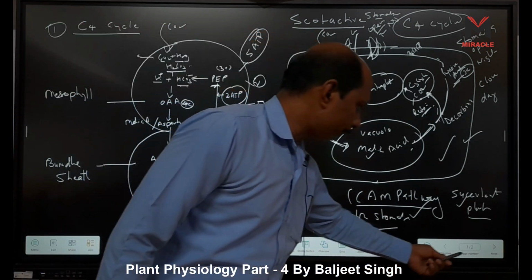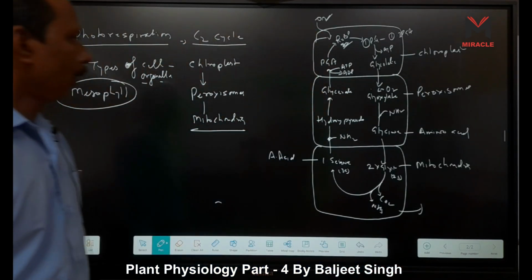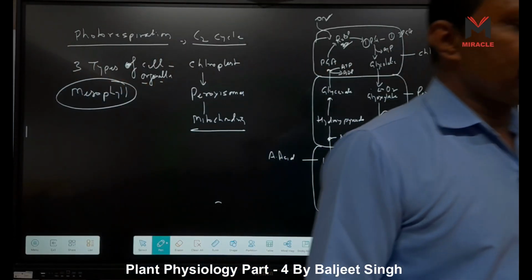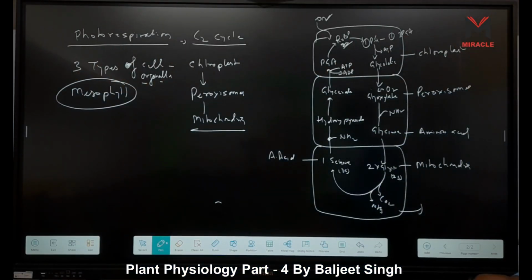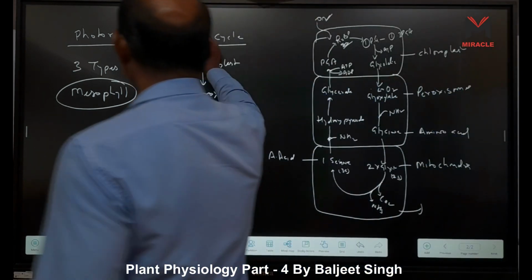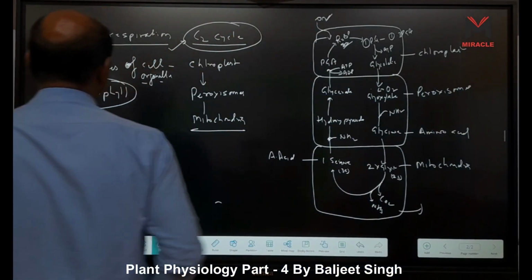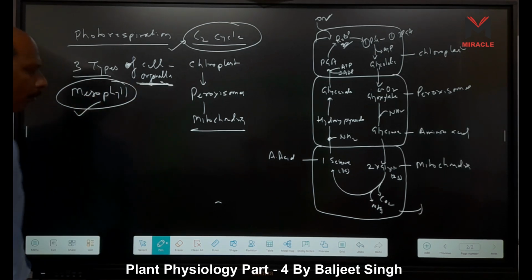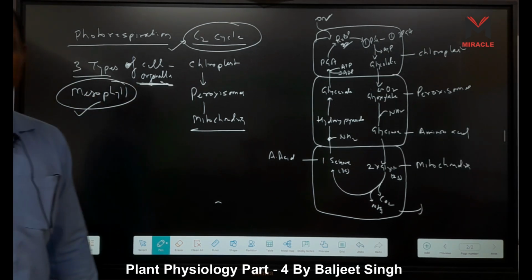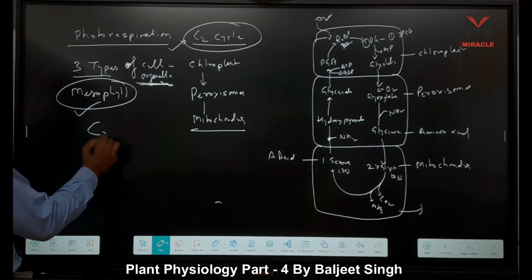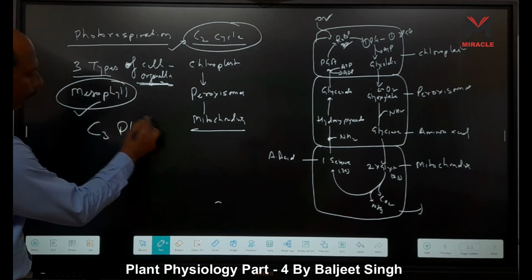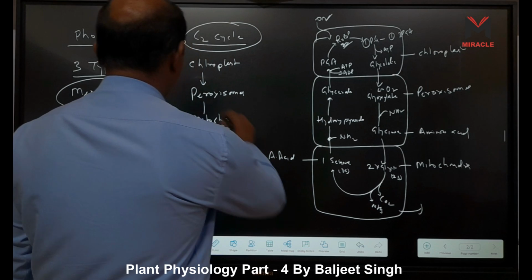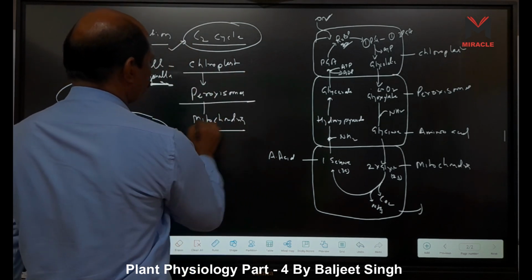Okay, now next, photorespiration. So photorespiration, some information is given in our NCERT, but the cycle is not given. In photorespiration, what occurs? It is also called the C2 cycle. Here, 3 types of cell organelles are involved. It occurs in the mesophyll of C3 plants. In C4 plants, this photorespiration is absent. What cell organelles? Chloroplast, peroxisome, and mitochondria.